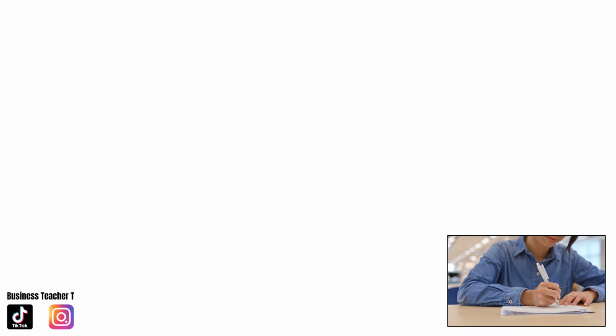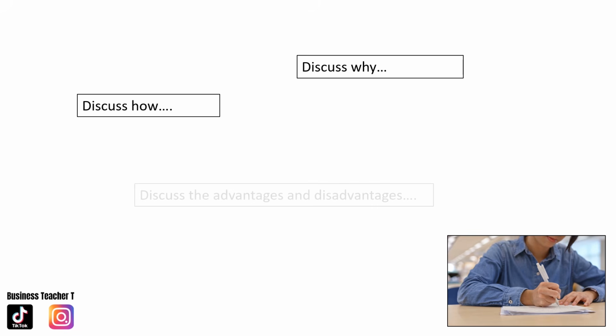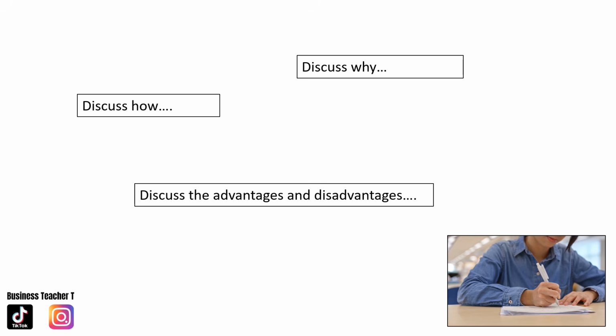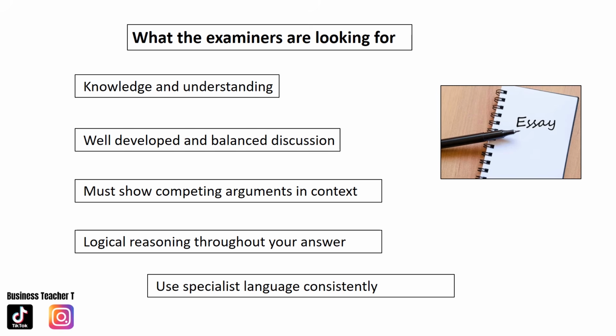There are variations on how the discuss question is worded in the exam paper. Discuss why, discuss how, discuss the advantages and disadvantages. So these are just some ways. This is what the examiners are looking for in your 6-mark answer.